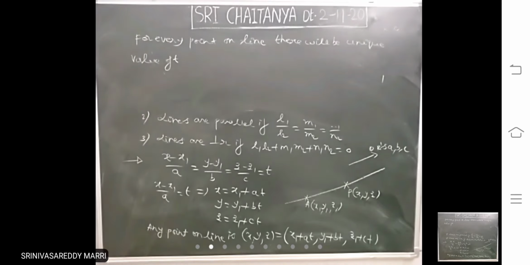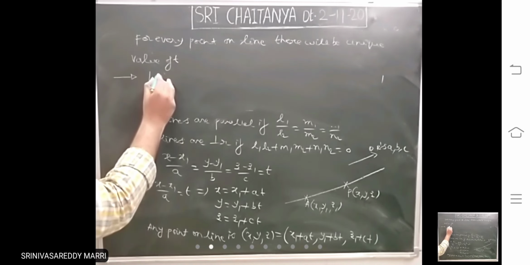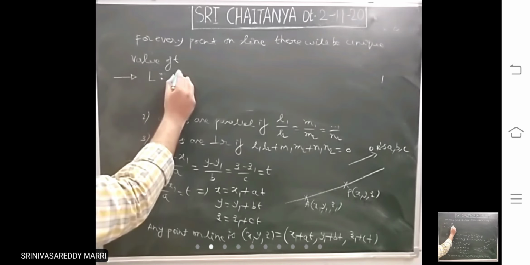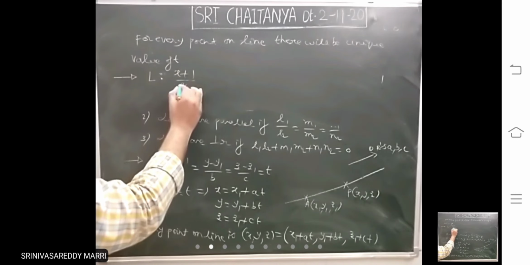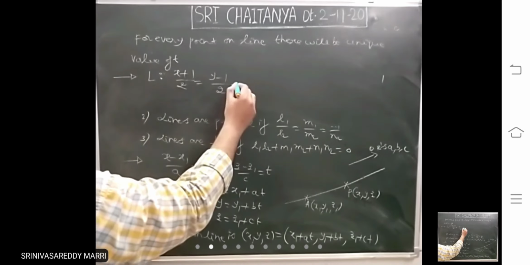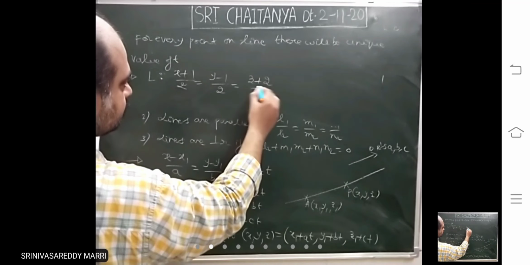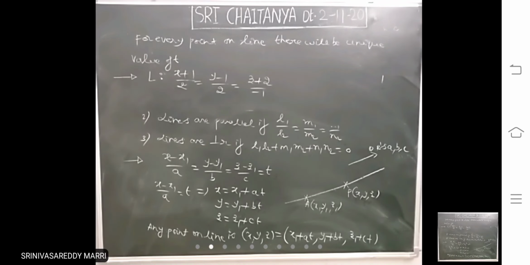Take one example. Suppose a line is given to you: x plus 1 by 2 equals y minus 1 by 2 equals z plus 2 divided by minus 1. So this line is given to you.